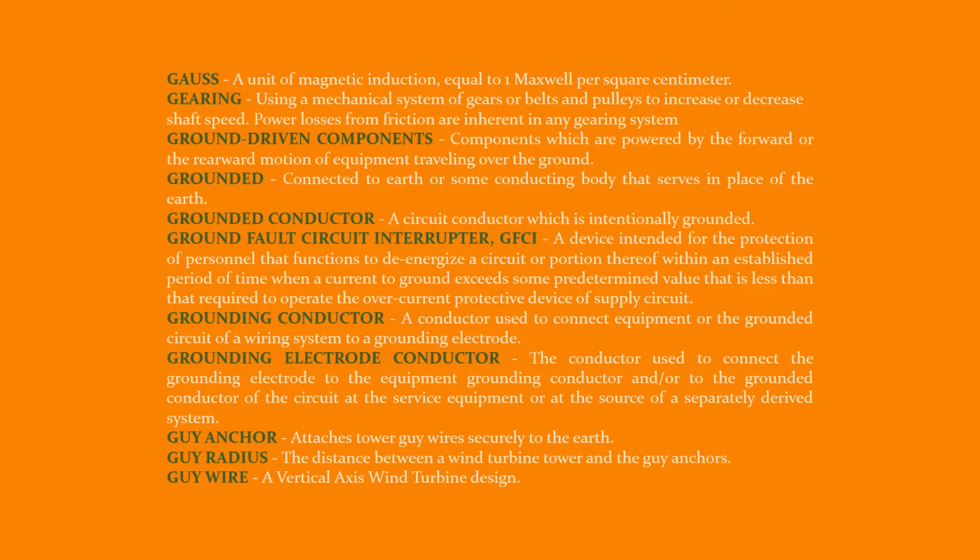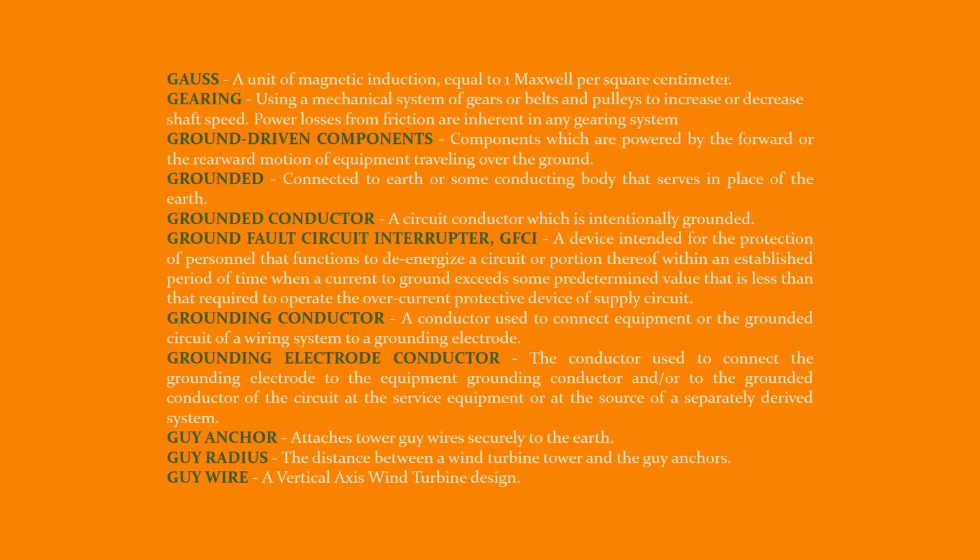Grounding conductor, a conductor used to connect equipment or the grounded circuit of a wiring system to a grounding electrode. Grounding electrode conductor, the conductor used to connect the grounding electrode to the equipment grounding conductor and/or to the grounded conductor of the circuit at the service equipment or at the source of a separately derived system. Guy anchor, attaches tower guy wires securely to the earth.